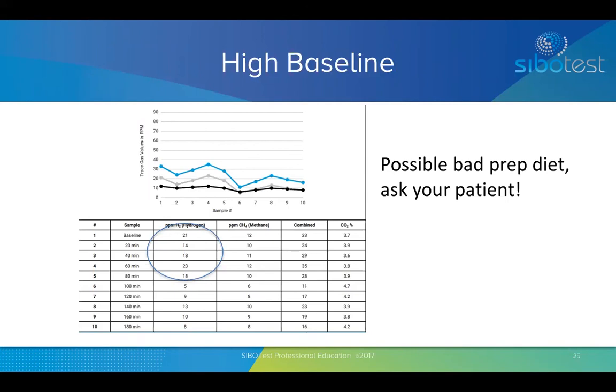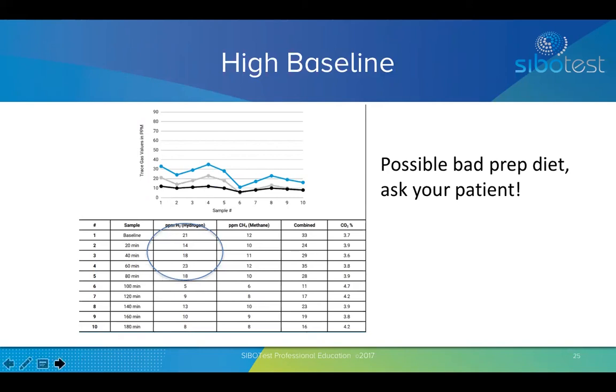Sometimes it does happen and the person swears they've done everything absolutely correctly, and there are other extenuating circumstances that could produce this. But the most likelihood is that this was a bad prep diet and you need to ask your patient.